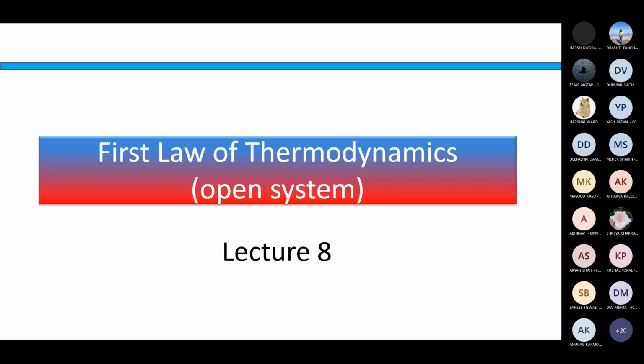So in the last 3-4 lectures, we learned the first law of thermodynamics and how it is applied to a closed system. First applied to a process, then to a cycle, and how to analyze closed cycles using the first law. It is time to move further and learn how to apply the first law for open systems now.